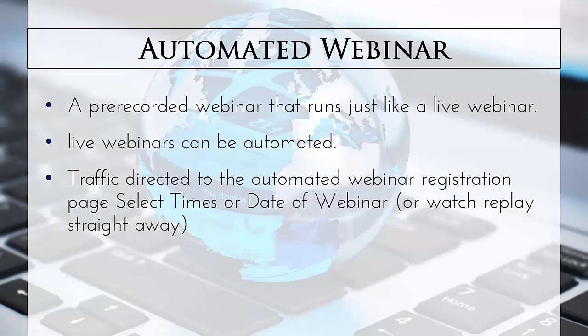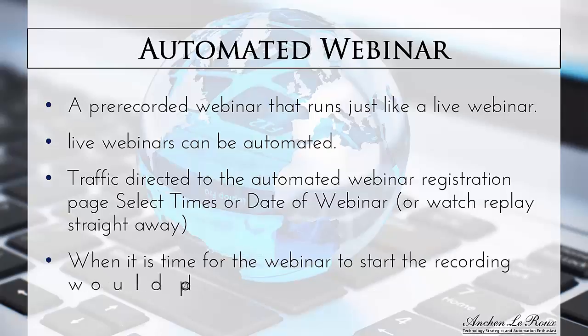You can have them select the times that they want to watch the webinar or watch a replay straight away. Now you can have different times that they can watch it. It can be more than one a day, but mostly it's best to just have about two in two different time zones. And then the rest of the autoresponder series would kick in just as before.